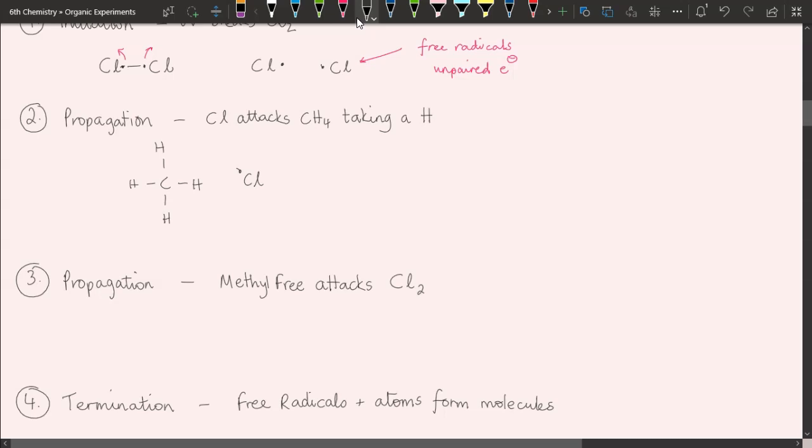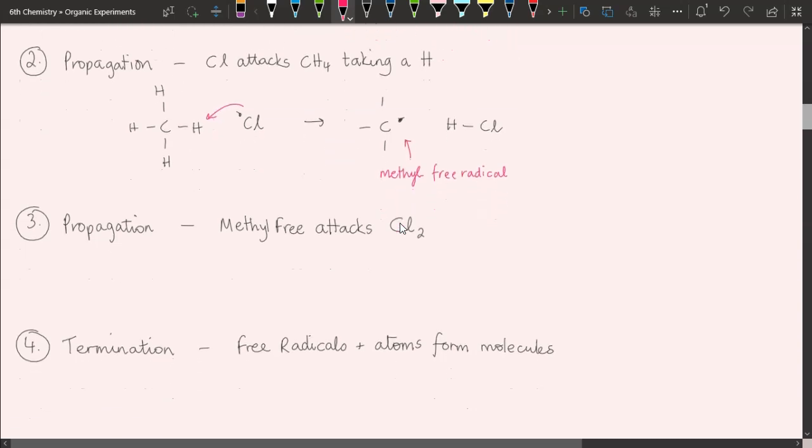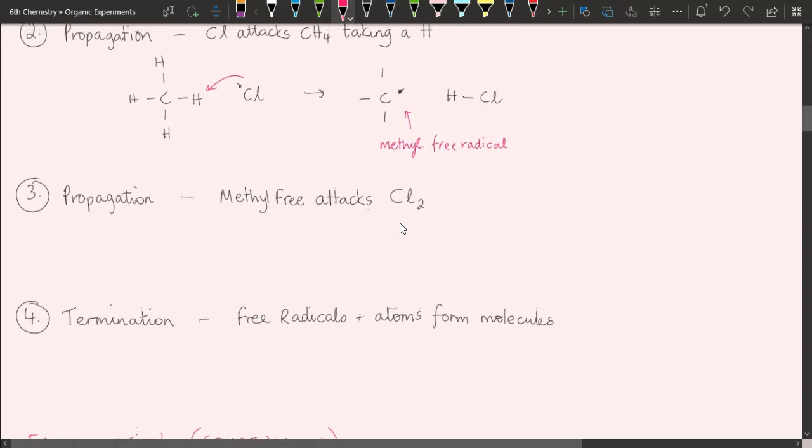And when it attacks the methane molecule, essentially what it's doing is dragging the hydrogen away. So as it attacks this, the hydrogen leaves. When the hydrogen leaves, you end up with this. There's your free radical there, and your hydrogen joins onto the chlorine, and that's what you end up with. So now what you have here is what's called a methyl, not a methane, a methyl free radical, again with an unpaired electron. It's methyl because it's CH3. That's the second step.